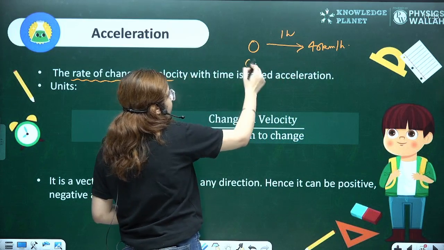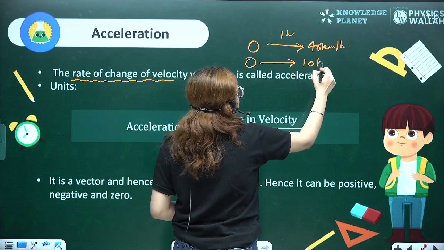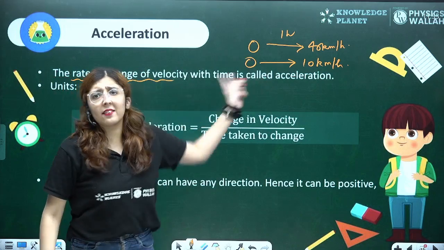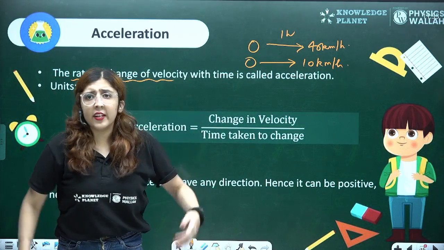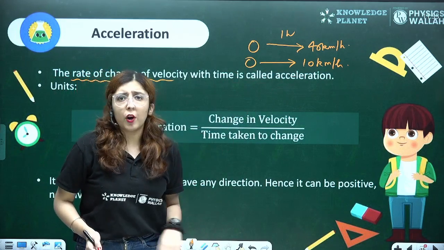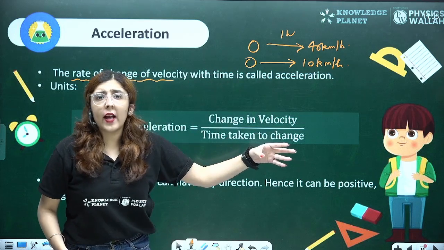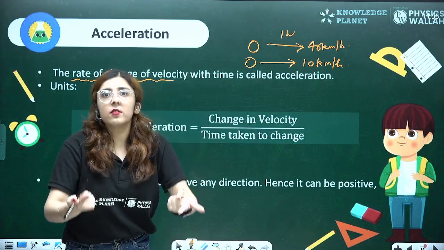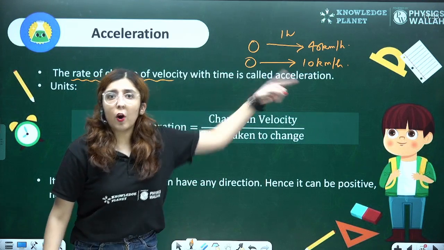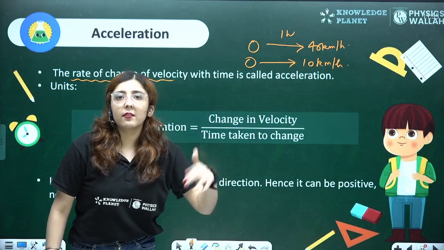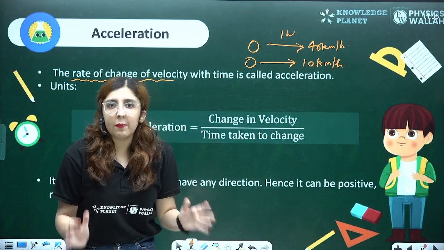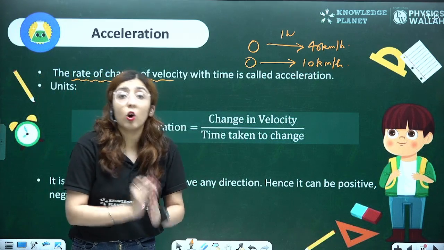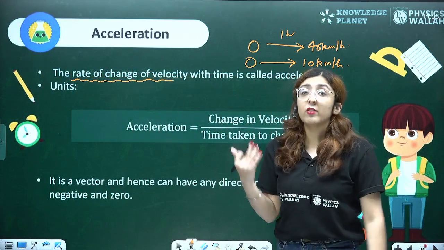You are on your cycle. You are moving from 0 to 10 km per hour in 1 hour. Both are accelerating. Change in velocity: initial was 0, final is 40. Both are undergoing acceleration, but here you have to specify. Have a look: in 1 hour, 0 to 40. So yes, my acceleration is more. Getting me, everyone? So here, change in velocity by time taken. The rate also matters, how quickly the change is taking place.